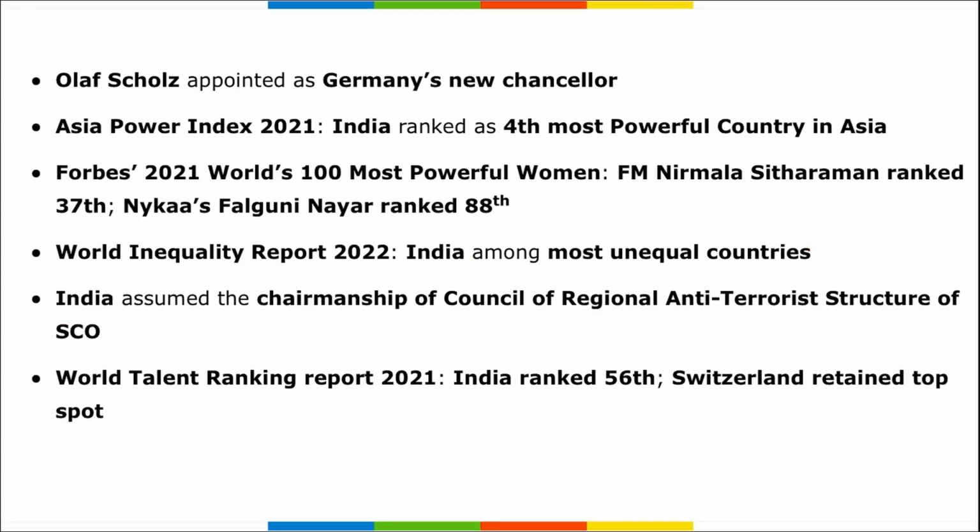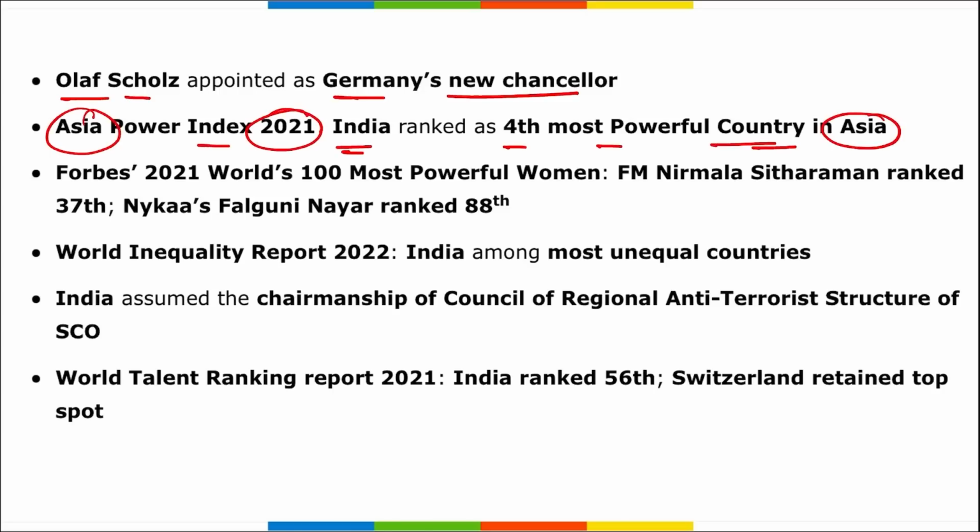Alright, highly important. Next, Olaf Scholz appointed as Germany's new Chancellor. Asia Power Index 2021, India ranked as the fourth most powerful country in Asia. Then the Forbes list 2021 of the world's 100 most powerful women was released, and finance minister Nirmala Sitharaman ranked 37th. If we are talking about India, Nirmala Sitharaman was ranked as the most powerful woman in India. Falguni Nair, the founder and co-founder of Nykaa, was ranked 88th.